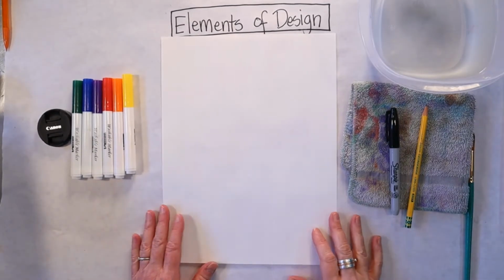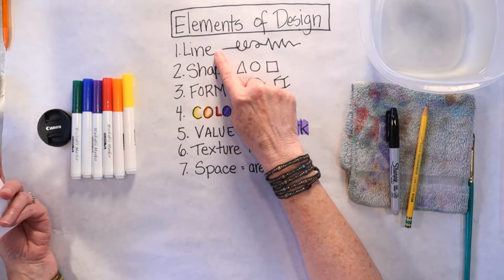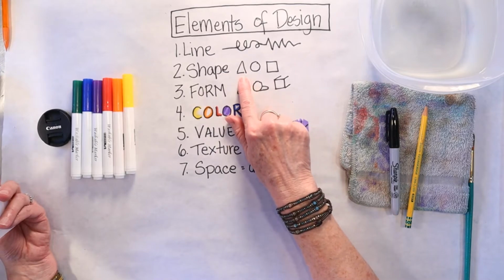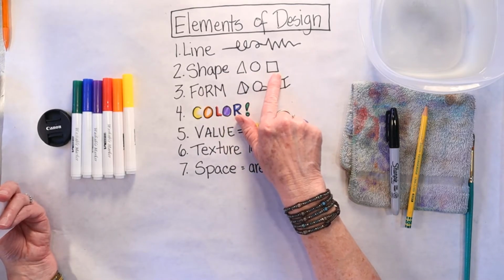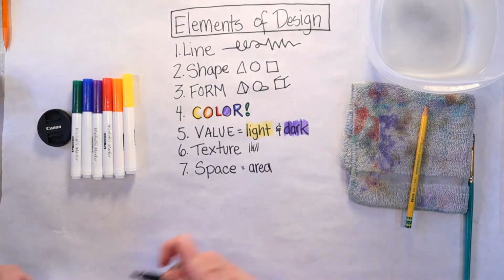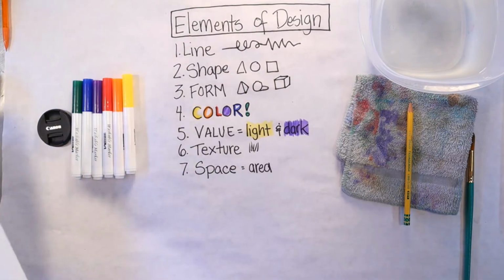Okay, friends, there are 7 elements of design. They are line, shape. Shapes are all different things like triangles, circles, squares. Form are shapes that are 3D. Whoops, I see I left off a couple sides of my form here. There we go. They are color.